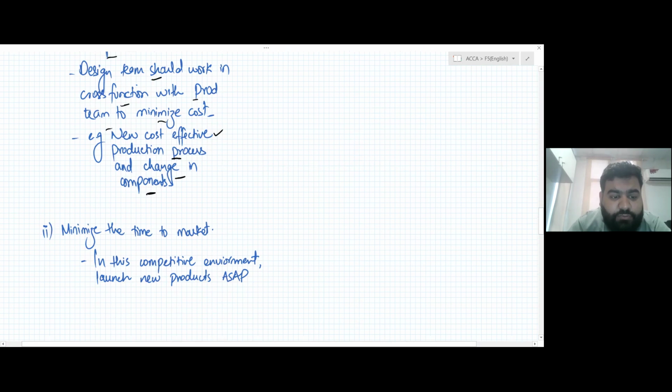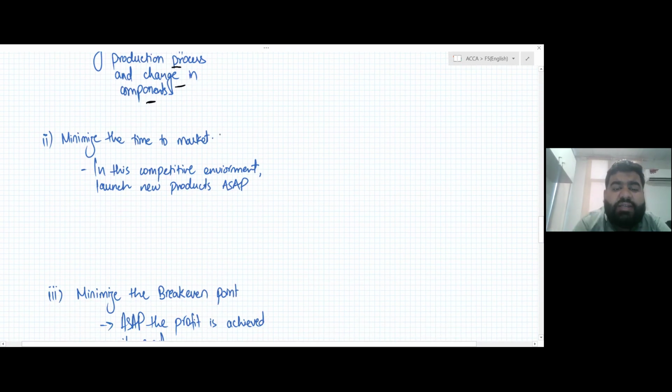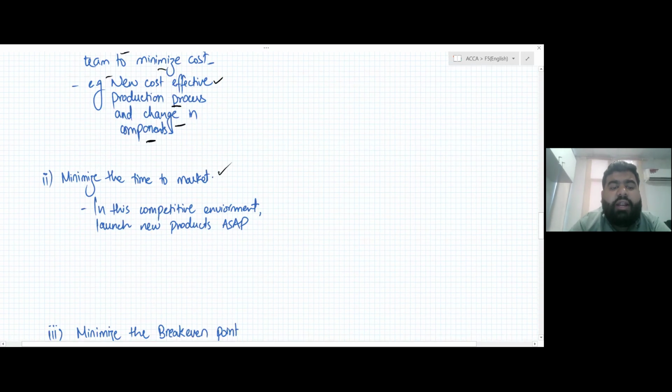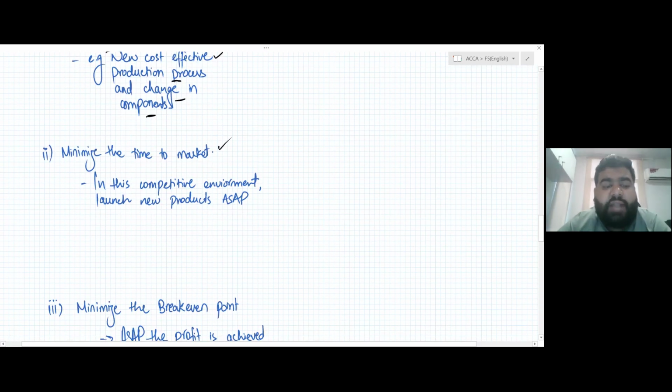After that, the second point is minimize the time to market. This is another approach to increase the returns. How will it increase? Minimizing time to market means that if you have any idea, just apply it, start it. If you have an investment and you have an idea, start it. Because in this competitive environment, everyone is thinking a lot. Everyone is going to invent something new and new.